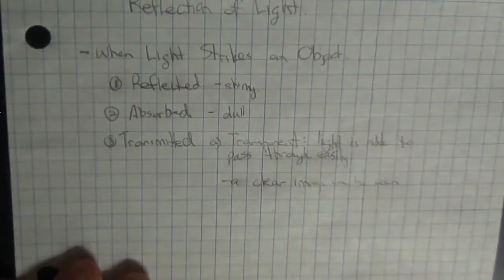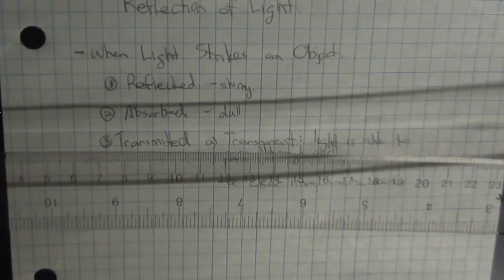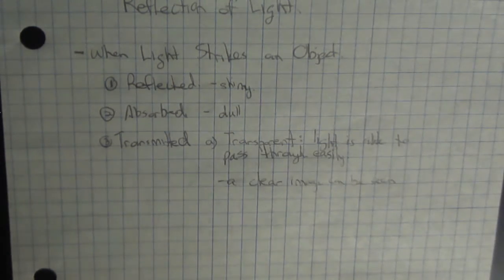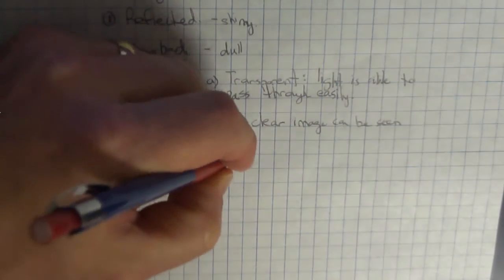Our rulers are transparent, so I can easily see what that writing is as we look through the rulers. The second one, B, translucent. We know that as well.